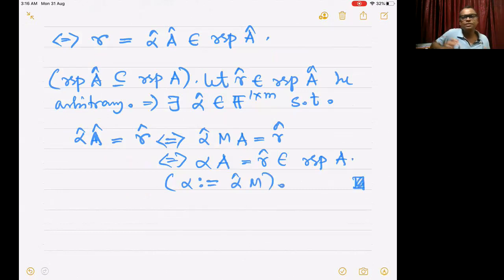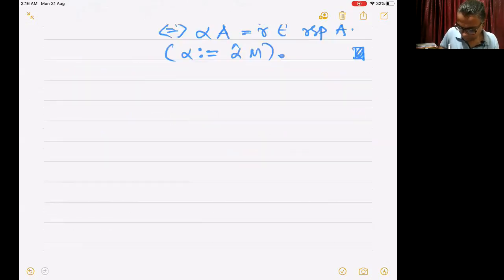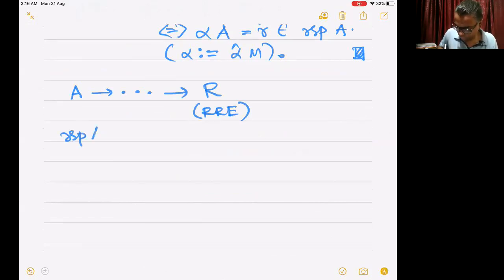So what this essentially means is that when we are doing row reduction by elementary row operations, the row span of the matrix A remains invariant. It doesn't change. So if I have a matrix A, then by a series of row operations, finally it converts to R, which is an RRE of A. Then row span of A is equal to row span of the RRE matrix R.